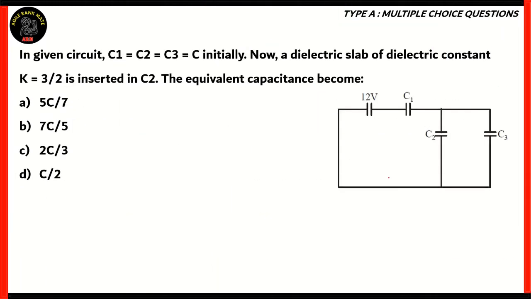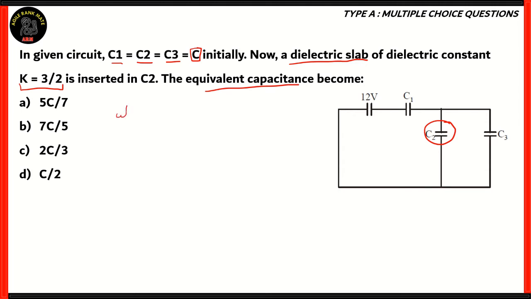Moving on. In the given circuit, initially C1 equals C2 equals C3, and their equivalent value was measured as C. Now a dielectric slab of dielectric constant K equals 3 over 2 is inserted in C2. We need to find out the new equivalent capacitance. So, how do we solve this question?